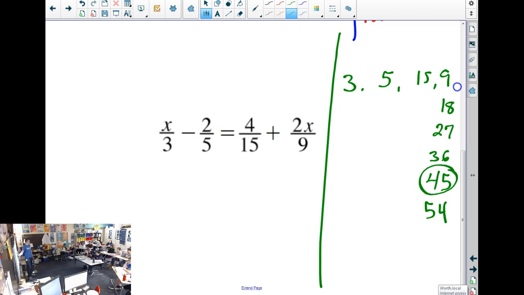3 will multiply up to 45 if I list them out. 5 will multiply up to 45. 15, 15, 30, 45. Yeah, 45 is our lowest common multiple here.